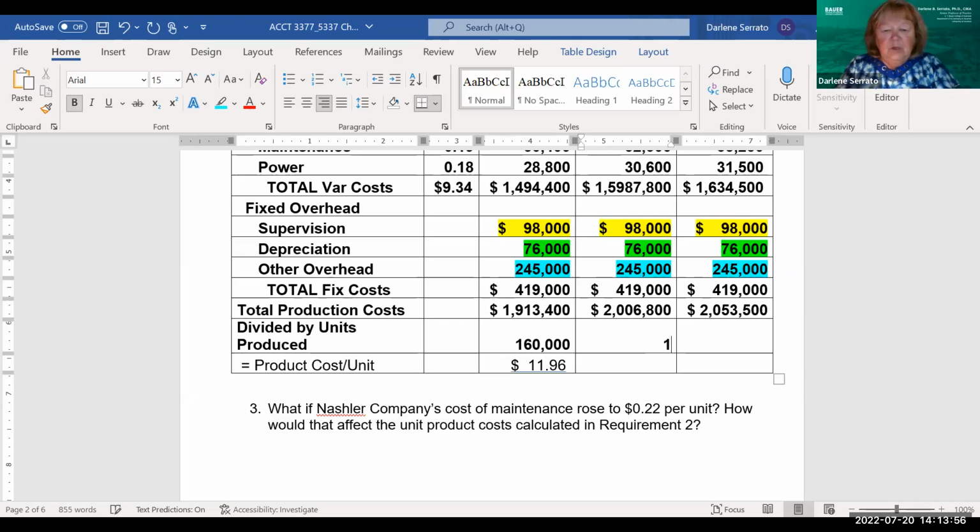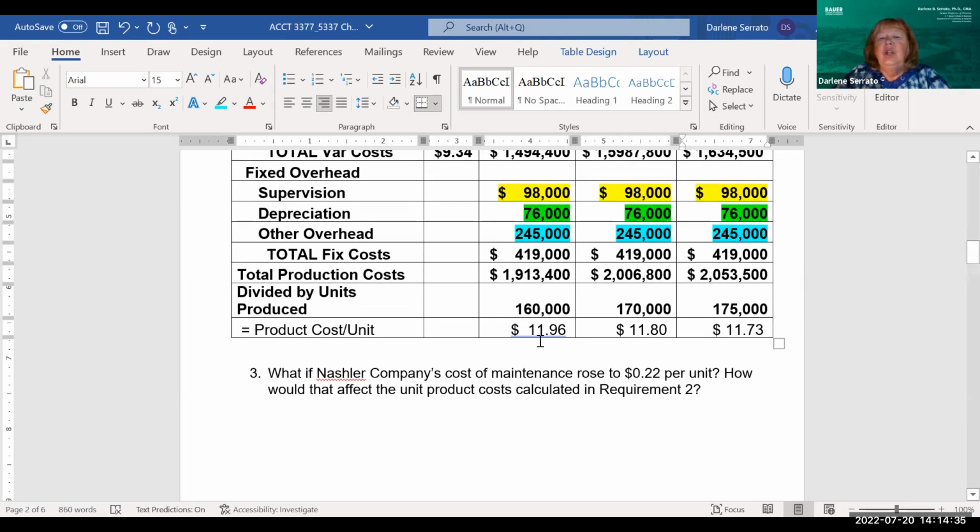We're going to divide by 170,000 units to get a cost per unit of $11.80. We're going to take the 2,053,500 divided by 175,000 units. And that's going to give us a product cost per unit of $11.73.